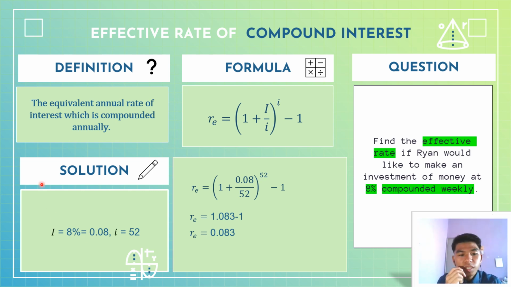This is the solution. Capital I is 8%, we convert to decimal, we got 0.08. The small i, which is how many times it is compounded, so weekly is 52. So we use this formula and we substitute the amounts and we got 0.083. That is the effective rate.